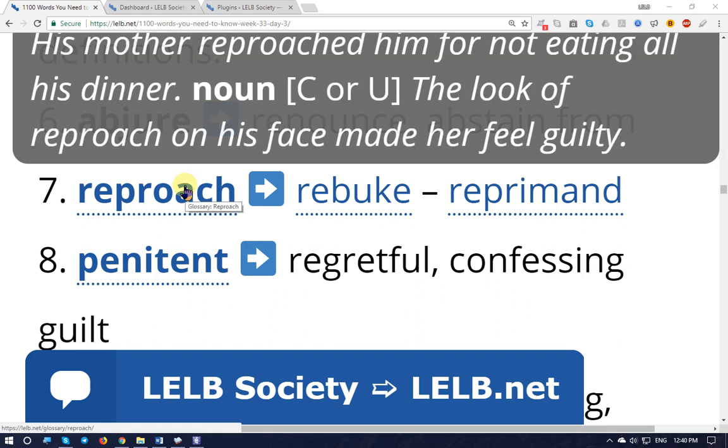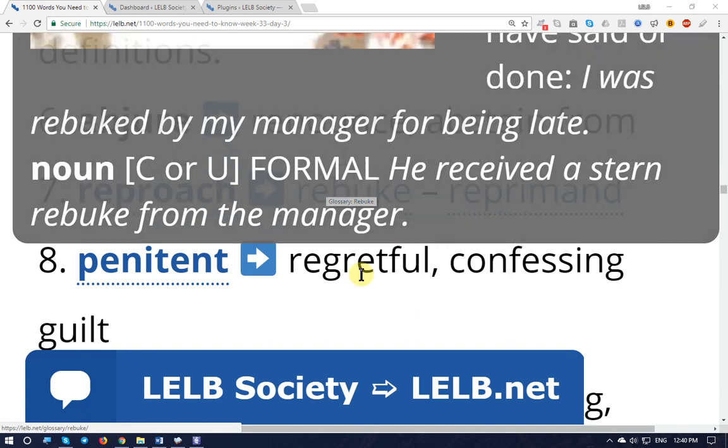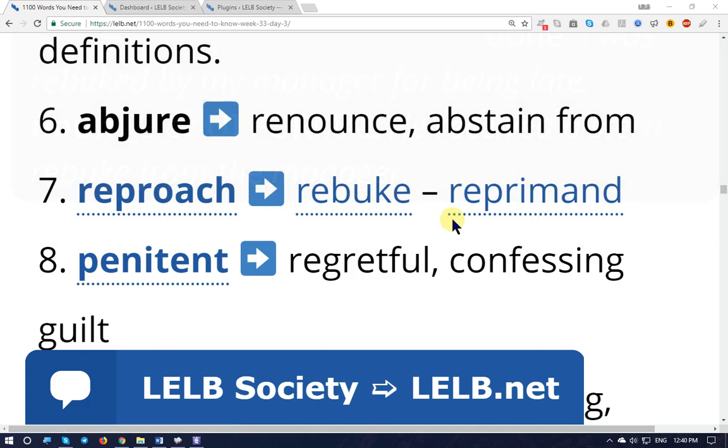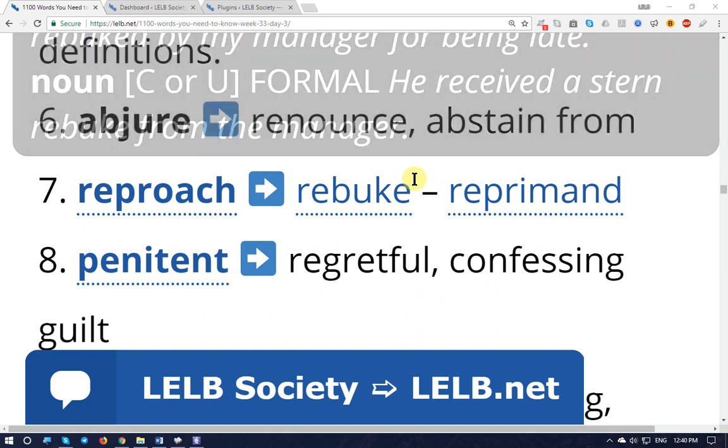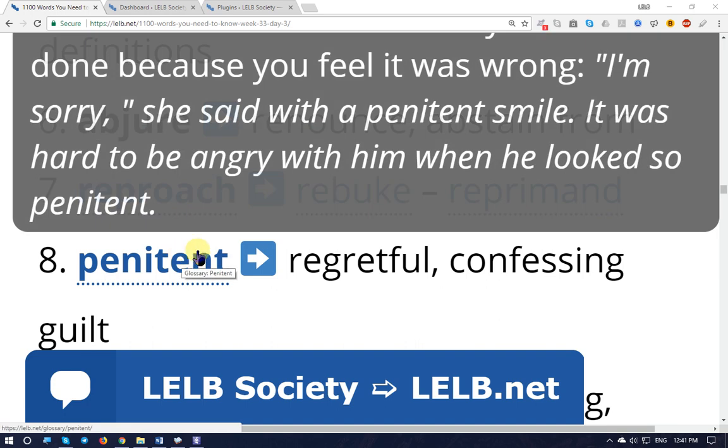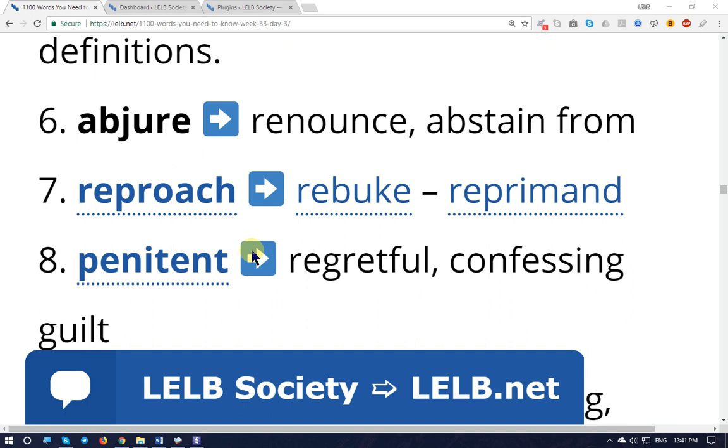Reproach means rebuke, and reprimand means criticize. All these three words I have created some illustrations and all of them mean to criticize: castigate, rebuke, reprimand. Penitent means regretful, it's an adjective, confessing guilt, contrite.